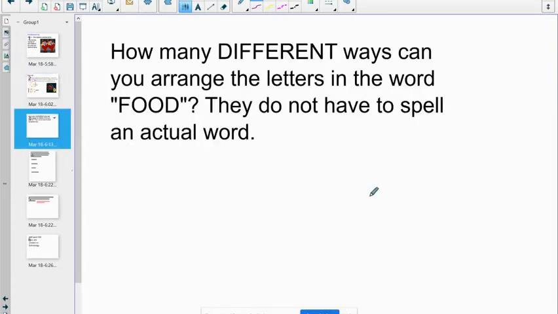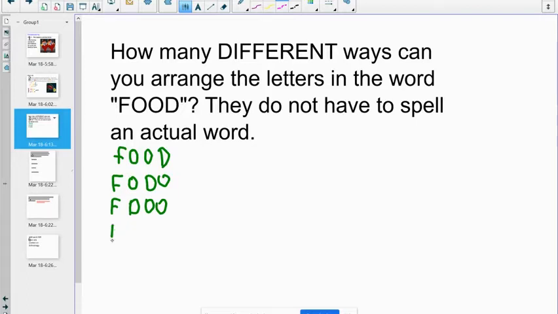So let's go and do some different ways of arranging letters in words. We briefly touched on this last week, but we're going to go into more depth with it today. It's asking how many different ways can you arrange the letters in the word food. Again, they don't have to spell out the actual word, like it can be non-English. So let's just start by listing them off here. One of them is the obvious, food, because that's what we were given. That's one of the ways. You can have F-O-D-O. You can have F-D-O-O. And I think those are all the different ways to start with F.